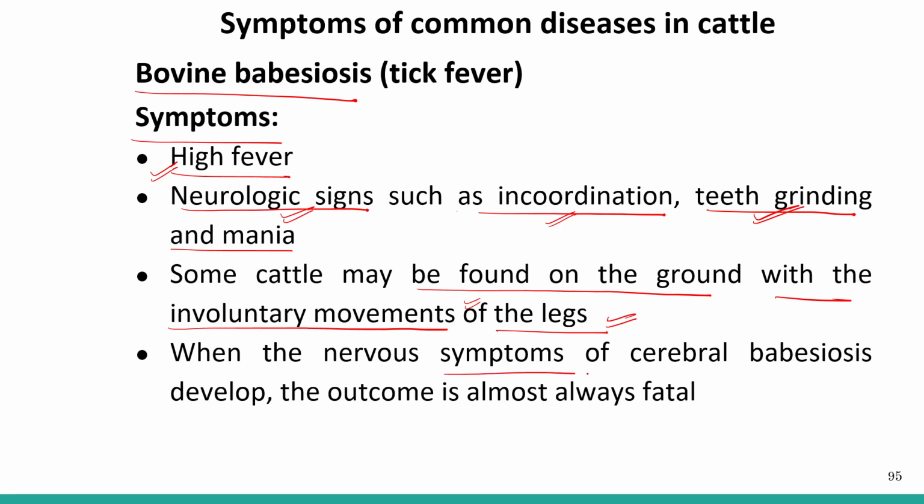When the nervous symptoms of cerebral babesiosis develop, the outcome is almost always fatal. When it reaches the cerebral region, that is cerebral babesiosis, it affects the nervous system, and this is called the nervous symptoms of cerebral babesiosis. When it reaches this particular stage, the animal's condition becomes almost fatal.